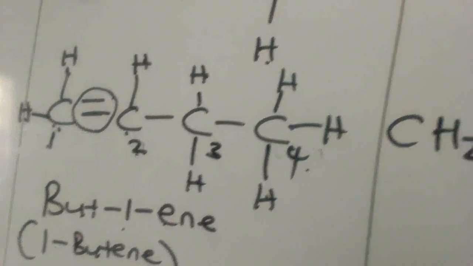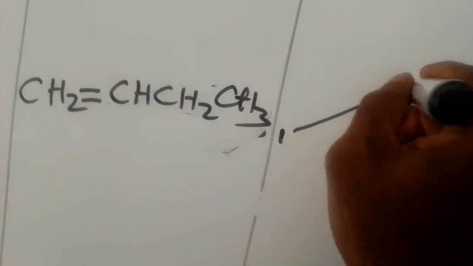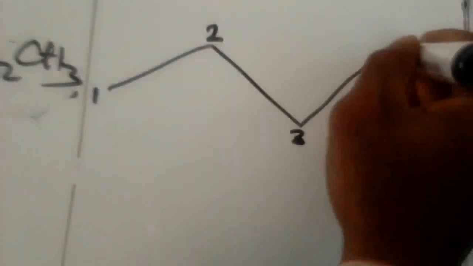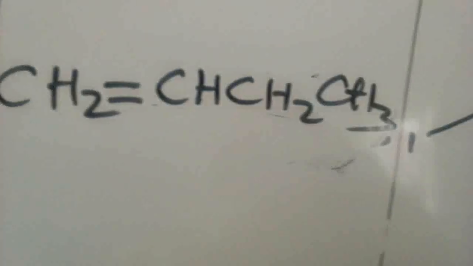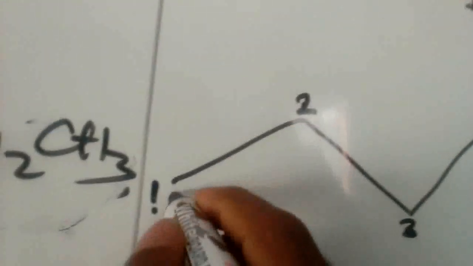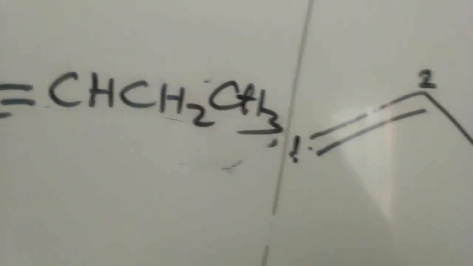So let's draw the skeletal formula or line formula. Let me try this. 1, 2, 3. Number 1, number 2, number 3, number 4. This shows the position of the 4 carbon atoms. Then we see that the double bond is between carbon number 1 and 2. So between 1 and 2, I put the double bond. That one is called but-1-ene. So that's the structure. Then let's go back to this butene.